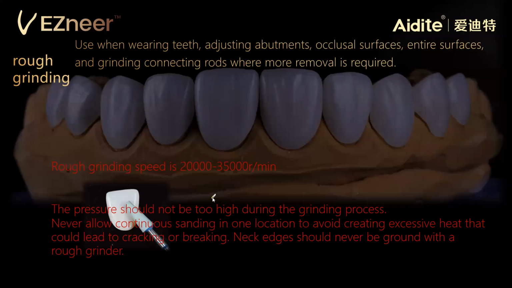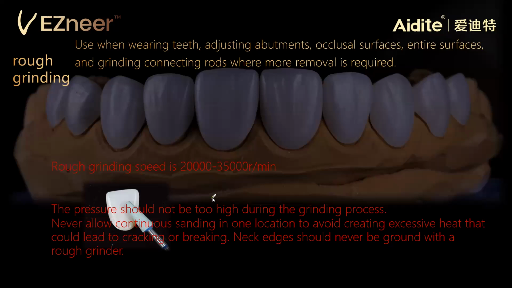And after sintering comes grinding and polishing. It's also like our normal zirconia and like our 3D Pro. First is the rough grinding. With the rough grinding, we can change the shape, change the occlusal surface, and also we can add some special lines on the veneers. And the rough grinding speed is 20,000 to 35,000 rpm.